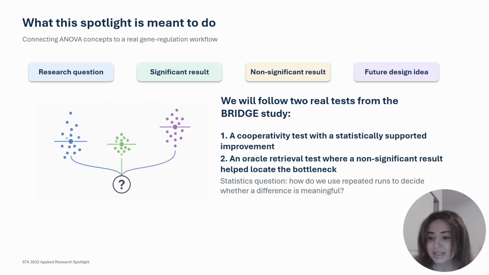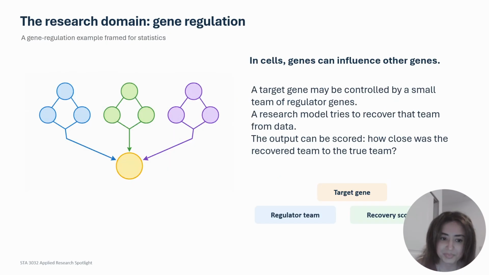Before we go to the statistics, let me define the gene regulation task in more detail. In the cells, our genes can influence each other, and a target gene may be controlled by a small team of regulator genes. So the research model is trying to recover that team from the data. It produces a predicted regulator team, and then we score how close we are compared to the true team that is regulating, which we have from the data itself.